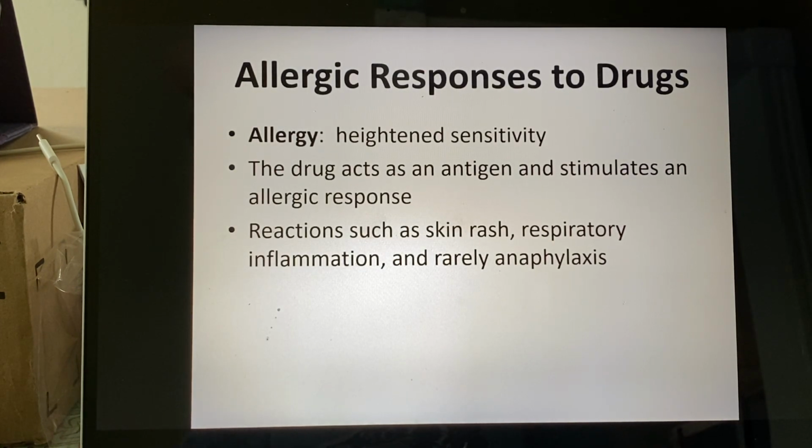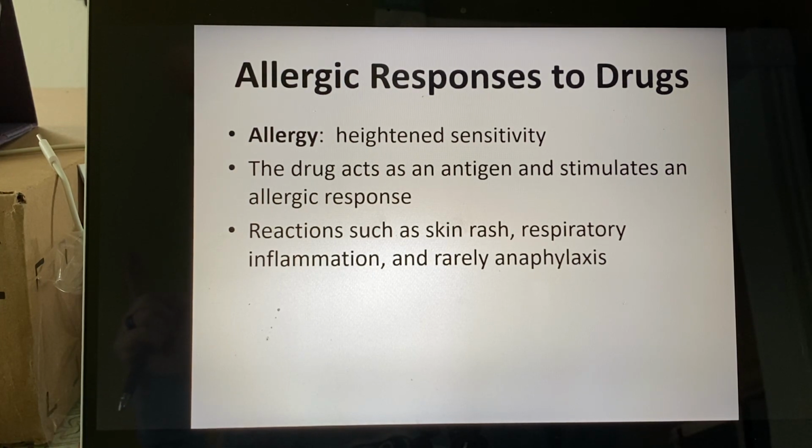Okay, now let's talk about allergy. The definition of allergy is a heightened sensitivity. I think we all have friends like this, where there's a little bit of drama and they totally blow it out of proportion and overreact to something that's not a big deal. That's what allergy is.